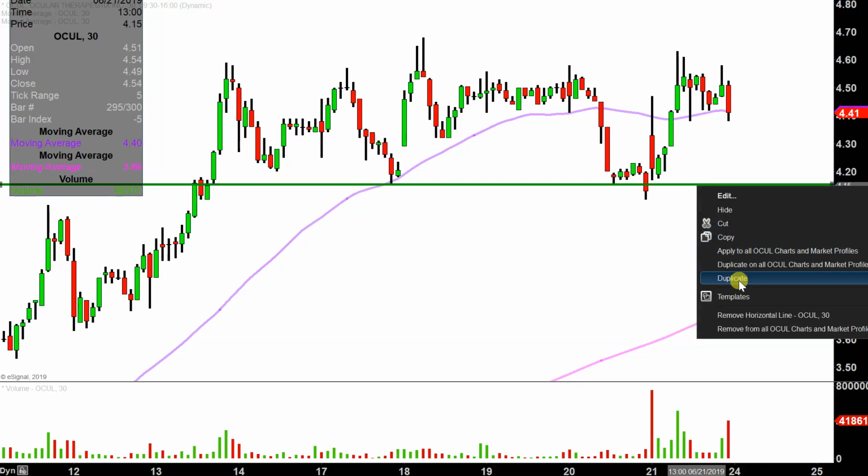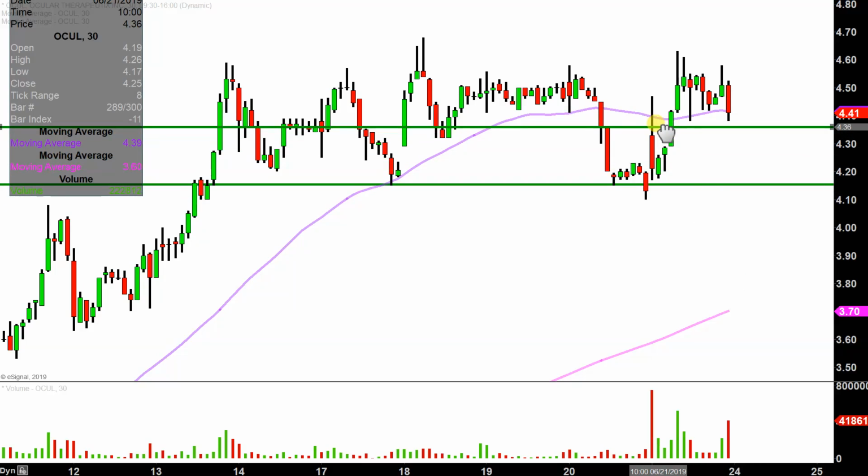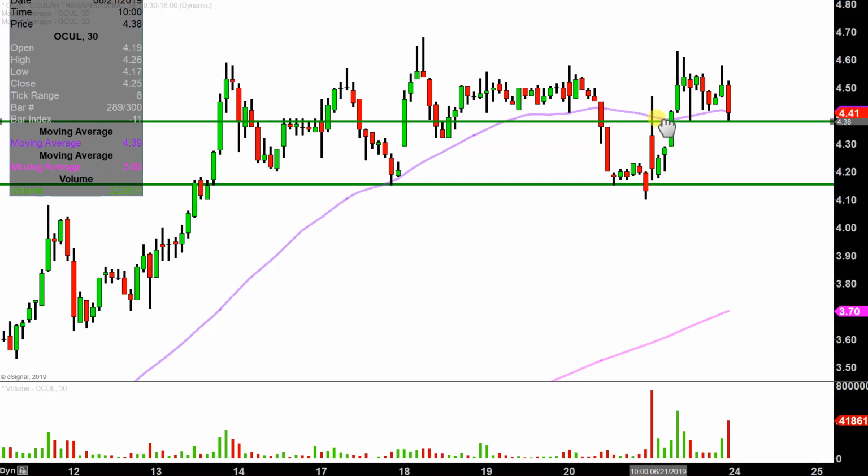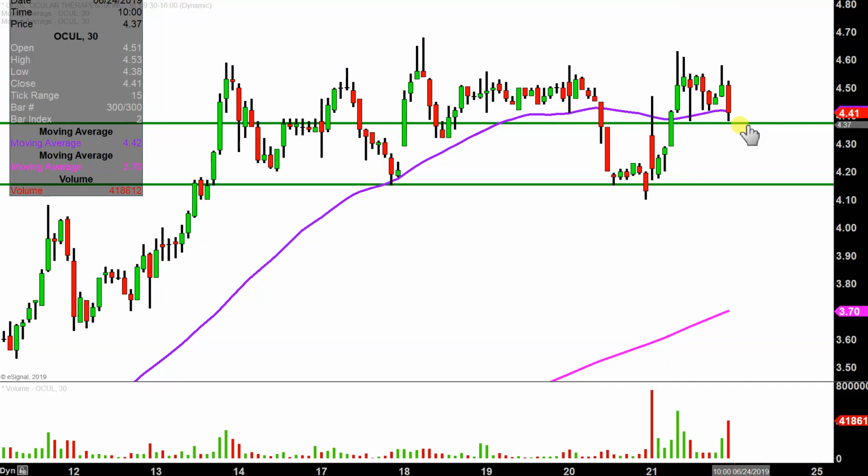Now, ideally speaking, it'd be great if the price can stay up here above this level right here at $4.35. But it's not like if the price falls below $4.35, the entire chart's destroyed or anything like that, because again, you still have that big picture one down there at $4.15.